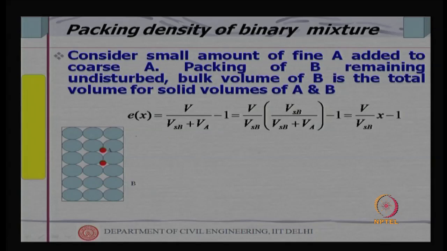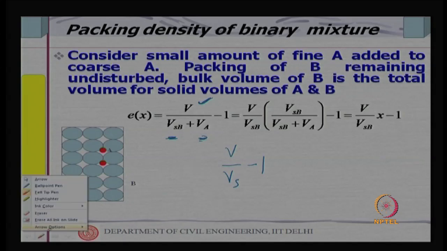Ex, that is the porosity or void ratio, as a function. V is the bulk volume, which has remained the same. This was the volume of the solid that you have, the original volume of the solid, and the volume of aggregate that you have added. The original volume remained the same, minus 1, because we remember this was Vs minus 1. So, Vs has just increased by this small amount of A that you have added, minus 1.